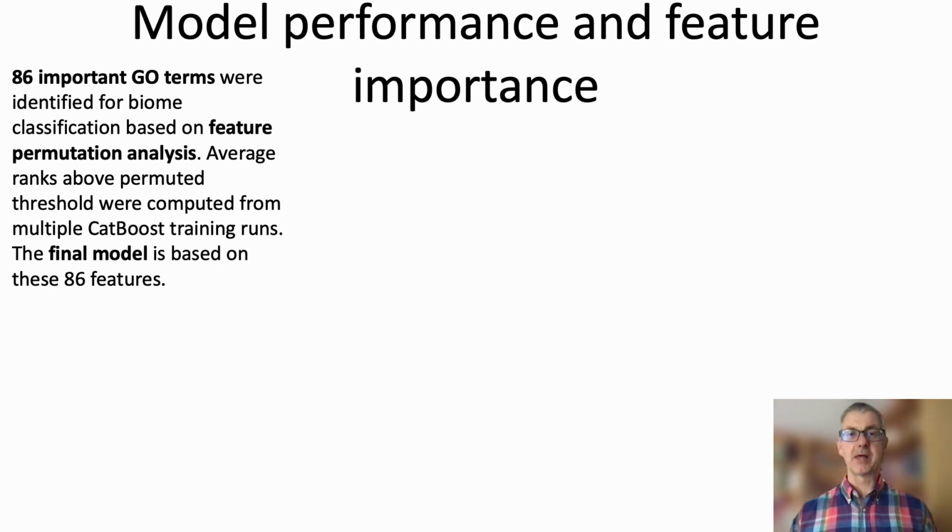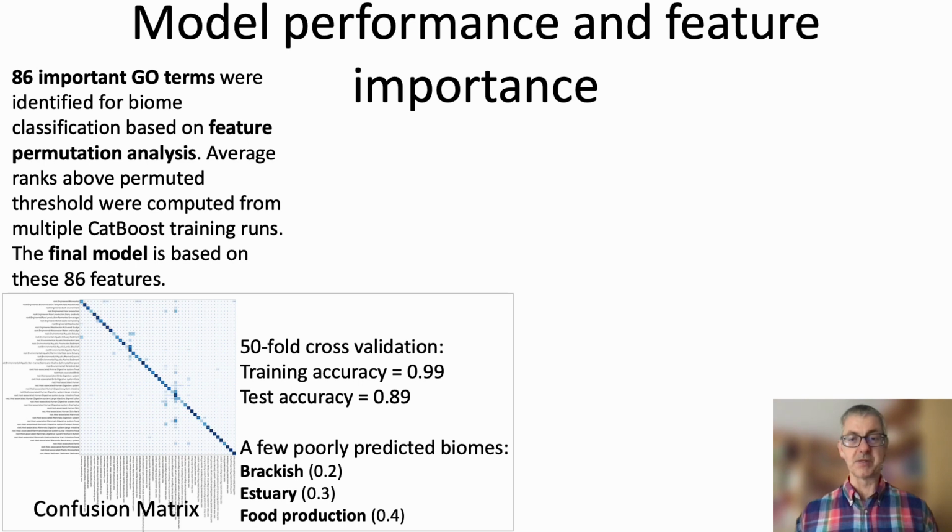We performed model evaluation and selection and also worked with feature importance. To identify robustly an important set of GO terms, we performed feature permutation analysis using multiple CatBoost runs. We computed the average rank above the highest permuted threshold and identified 86 features that we used to build the final model. These are results for that final model.